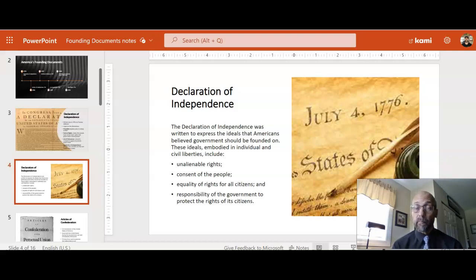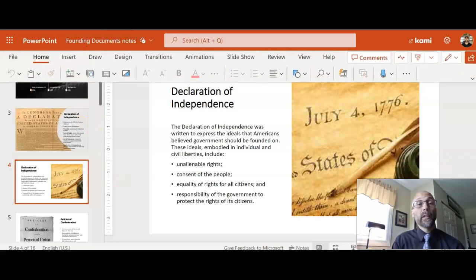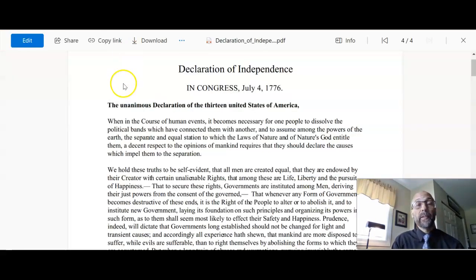But anyways, where are these concepts actually in the Declaration of Independence? Well, let's go ahead and take a look at it, you guys. Let me pull it up right here. I have it right here in front of me. The Declaration of Independence, guys, here it is, July 4, 1776. If you're in class, I included a link to this in our course folder.